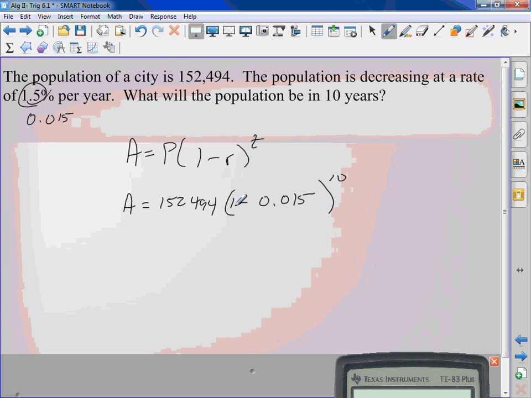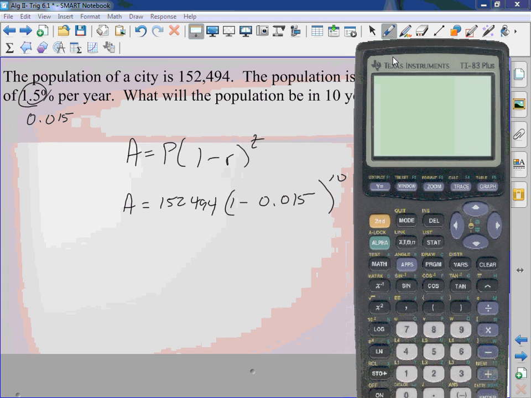Now, why do I have a 1 here? That's 100%. 100% is the whole amount, right? And we're subtracting 1.5%. Just like if we were talking about sales tax, it would be 1 plus 0.06, because that gives you 106%. You need your calculator for these. Without a calculator, it's very difficult.